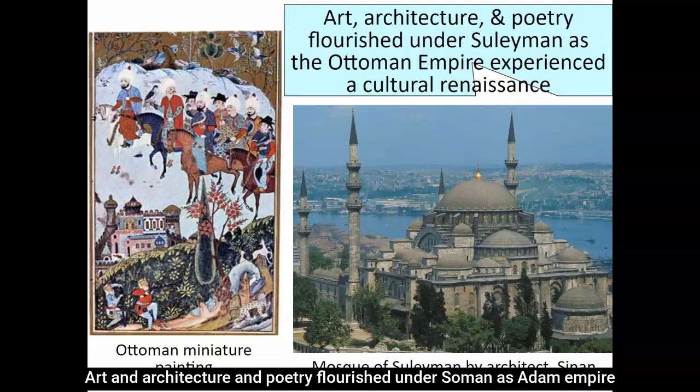Art and architecture and poetry flourished under Suleiman as the Ottoman Empire experienced a cultural renaissance, which is kind of like a rebirth of culture. So examples of this are the mosque that you see that was built on the right, the Mosque of Suleiman by an architect named Sinan. And on the left, there's a miniature picture done during that time.